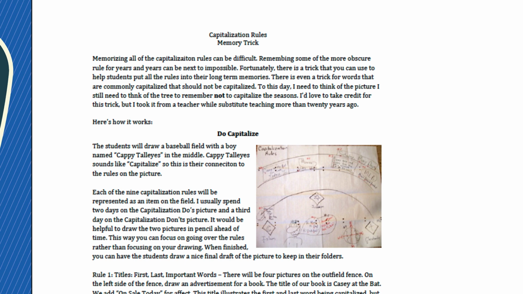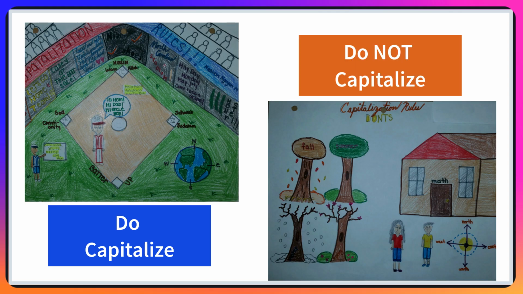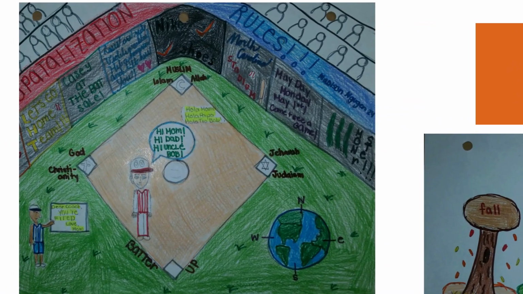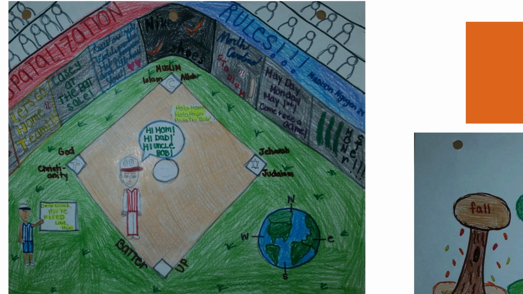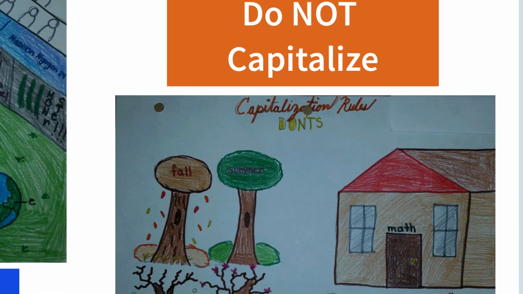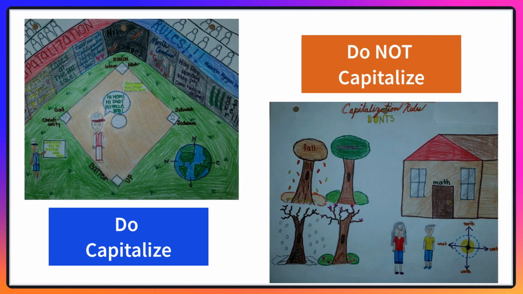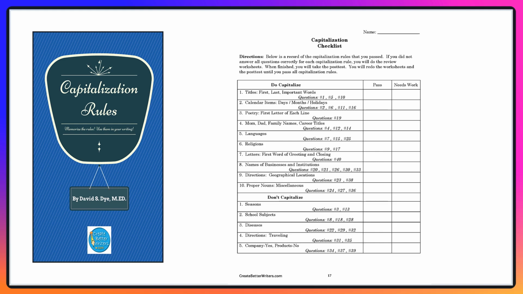So it's going to show you how to make two different pictures. One picture is to help remember the rules that should be capitalized, and the other picture is to help them remember what words should not be capitalized. So when the students are doing the worksheet, they have these two pictures in their minds, or they could actually have them out in front of them until it gets burned into their brains on exactly what they should and should not capitalize. So the picture really comes in handy.